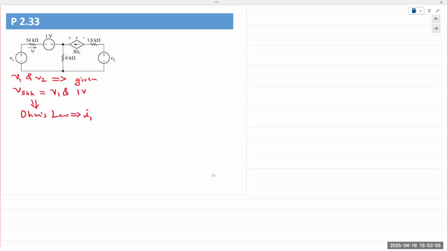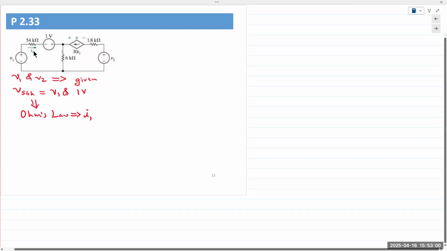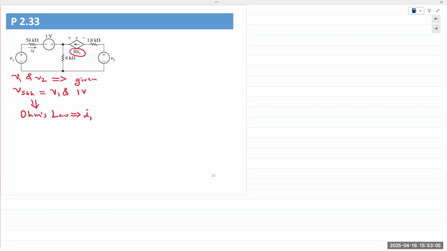you can apply, let's see, what else is given? This voltage is not given, right? This V is not given. So we need to find that. But we are given the dependency. So it's 30 times I1. So now we know the current that is flowing in this loop. So from I1, calculate 30 times I1. Once you calculate 30 times I1, you can calculate the voltage across the 1.8 kilo ohm resistor.